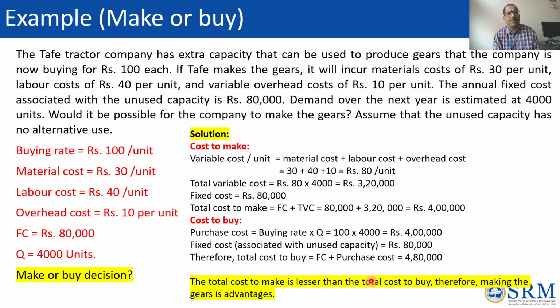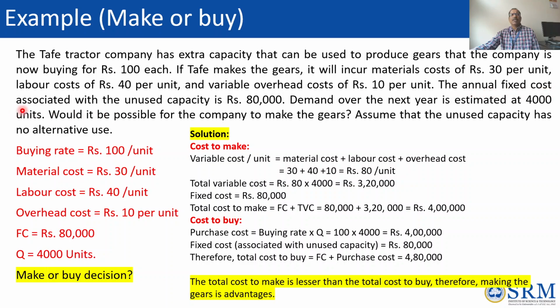Then another example: a Tafe tractor company has extra capacity that can be used to produce gears that the company is now buying for rupees 100 each. Okay, buying rate is 100. If Tafe makes the gear, the company itself makes the gear, it will incur material cost of 30, labor cost of 40, variable overhead charges of 10.